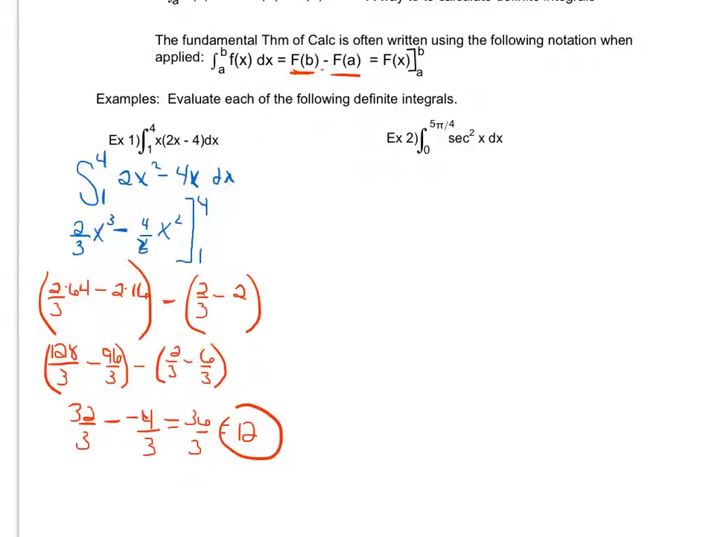And I'm going to go ahead and do the same thing on example 2. So first thing I'm going to do is go ahead and integrate. Notice in the first one I had to rewrite my function in order to integrate. On this one I don't have to. So I say, what does secant squared integrate to?